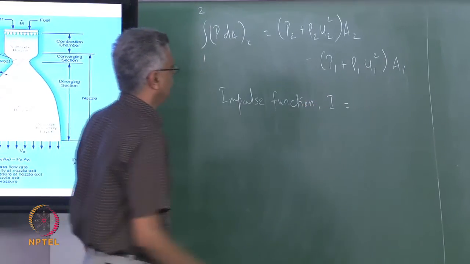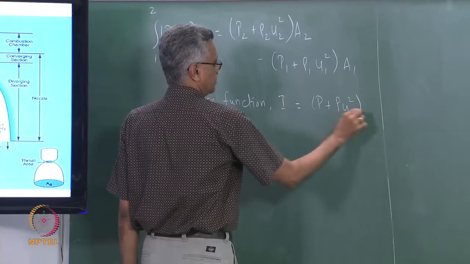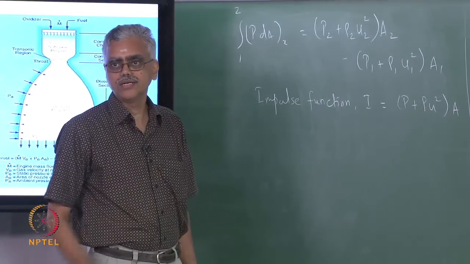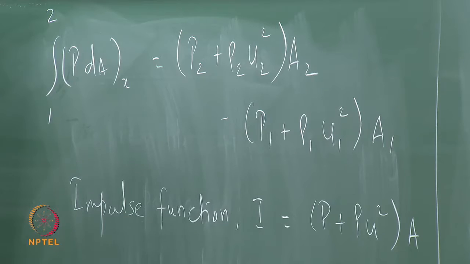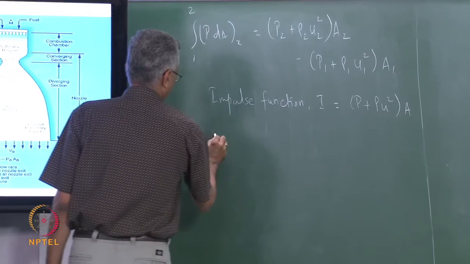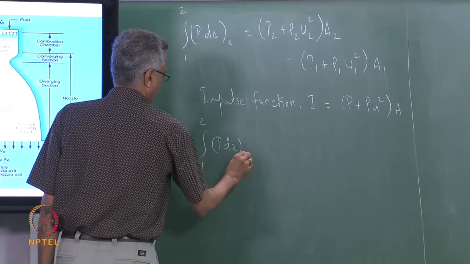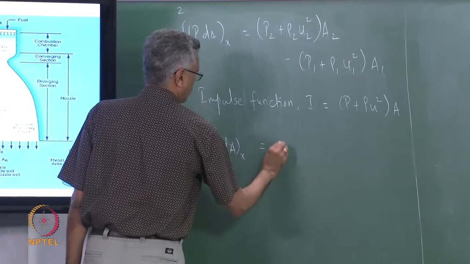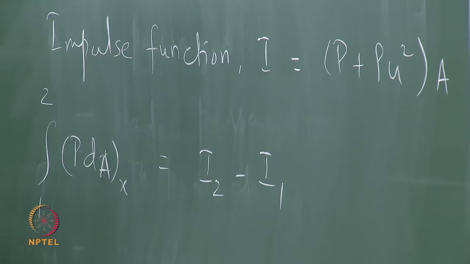I is defined as P plus rho times U squared times A, where A is the cross-sectional area at that point. So, I can define this quantity, P plus rho U squared times A, which then allows me to rewrite this equation as the integral from 1 to 2 of P dA, x component, is equal to I2 minus I1.